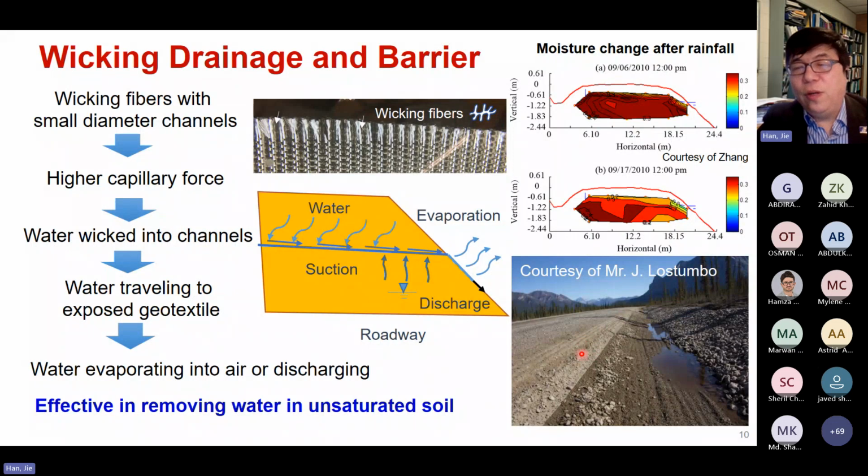As you know, if the soil is dry, the soil is strong, the soil is stiff, and it can carry load. So that is the way we improve the road with weakened geotextile. Okay.